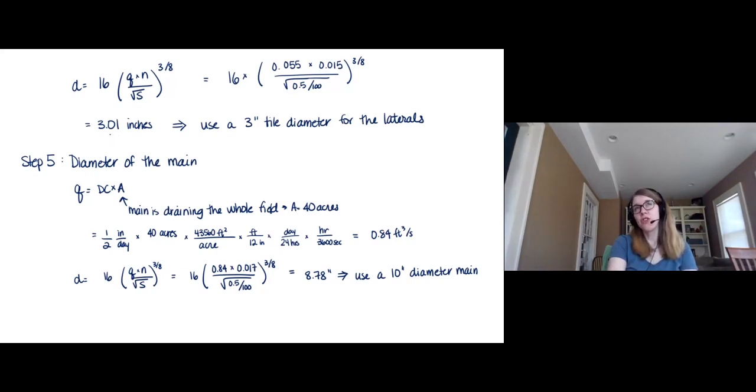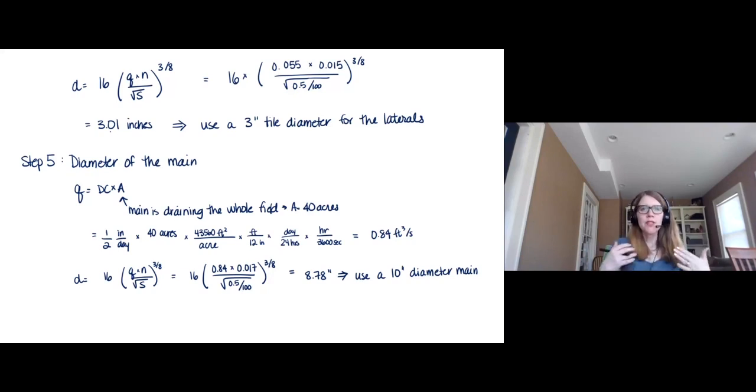And also, I had chosen a drainage coefficient that was on the large end of the range, so I'm not taking too much of a gamble. I'm not gambling that, if I make the tile line just a tiny bit smaller, I'm somehow now totally out of whack on my recommended drainage coefficient. So in this case, that's close enough. I'm going to use a 3-inch tile diameter for the laterals.